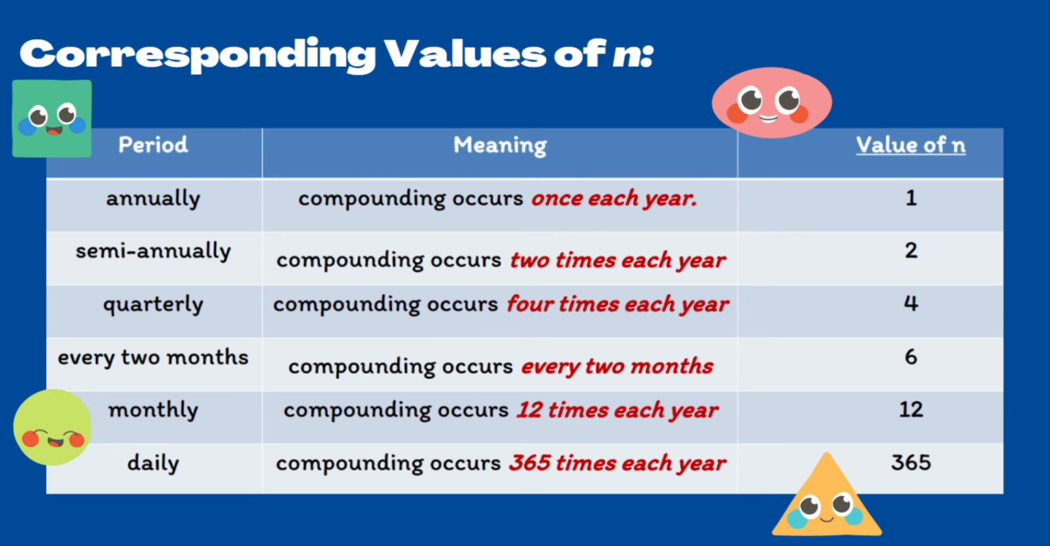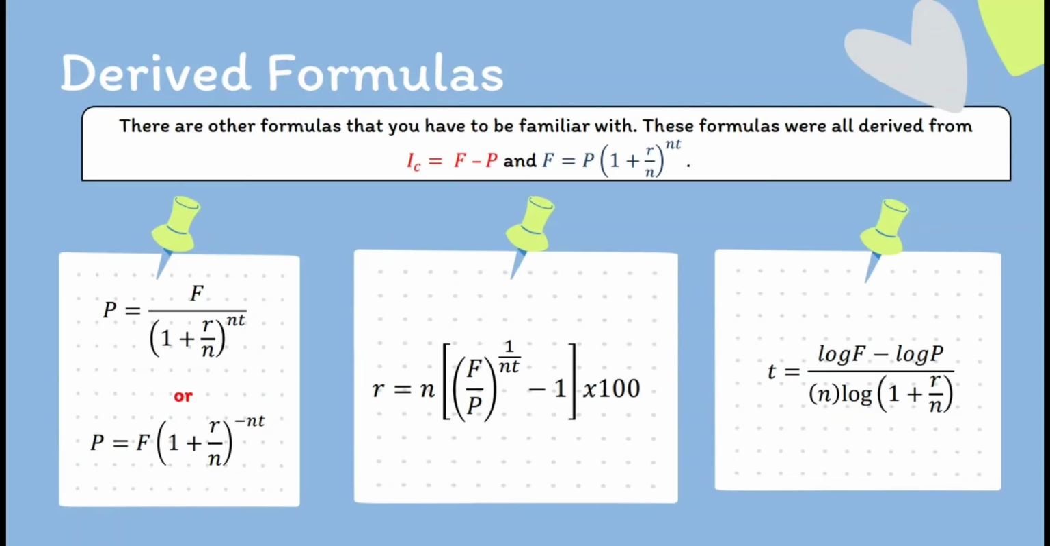Monthly, compounding occurs 12 times each year. The value of n is 12. And daily means that compounding occurs 365 times each year, and the value of n is 365. There are other formulas that you have to be familiar with.